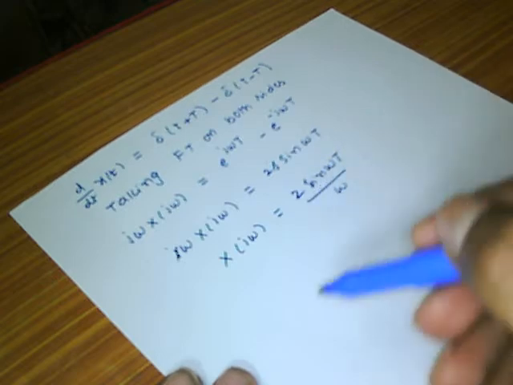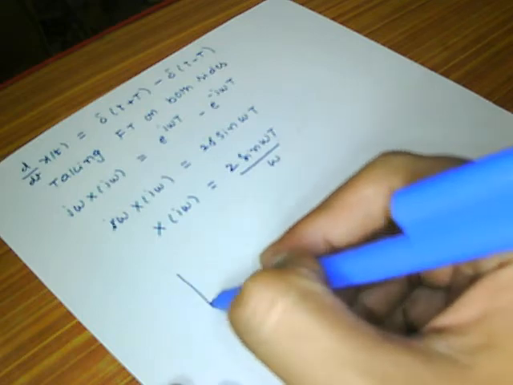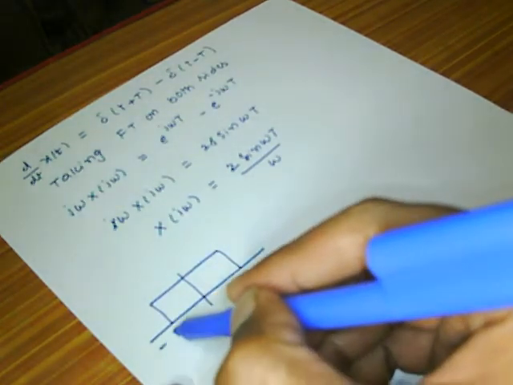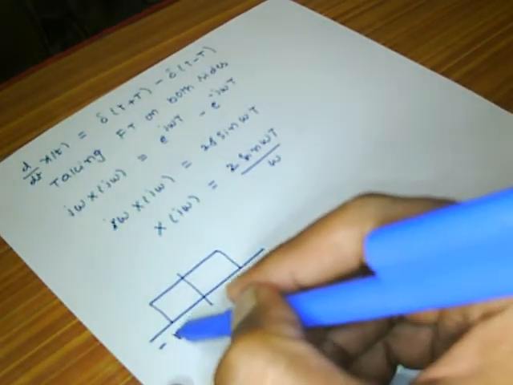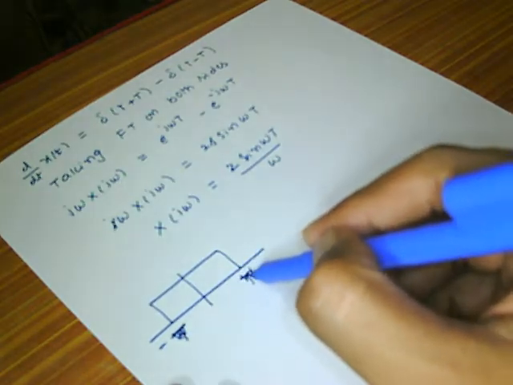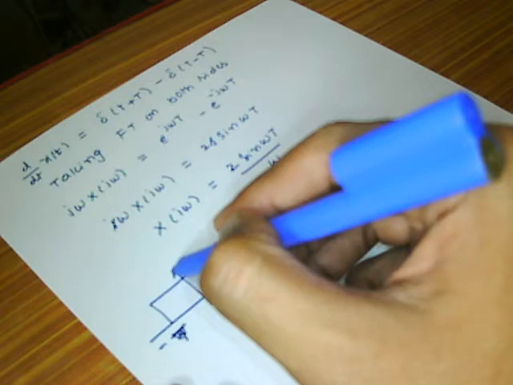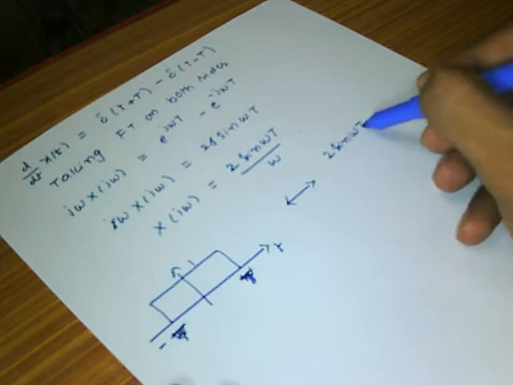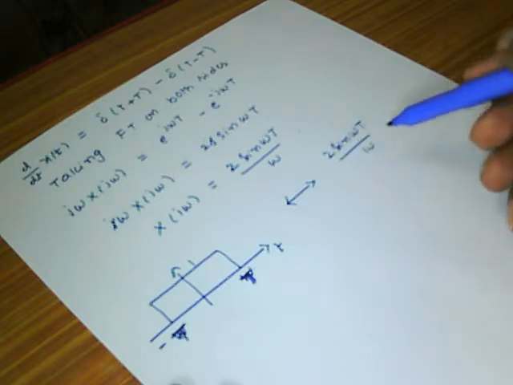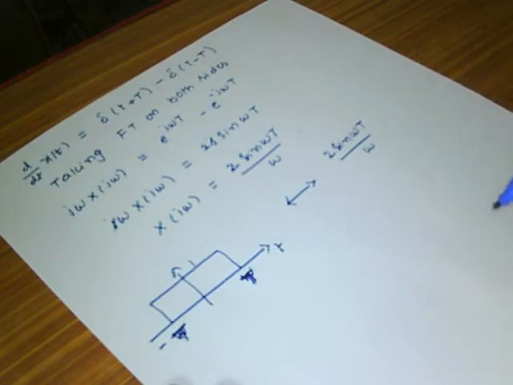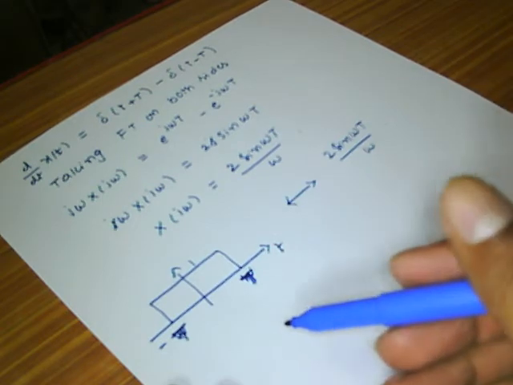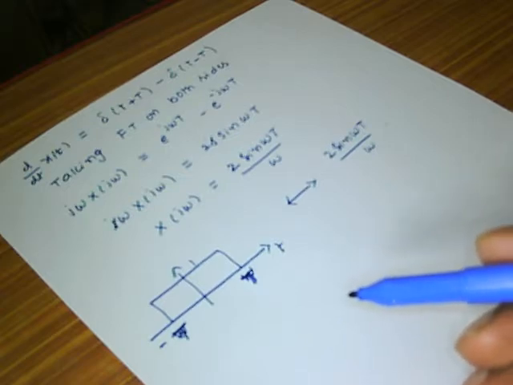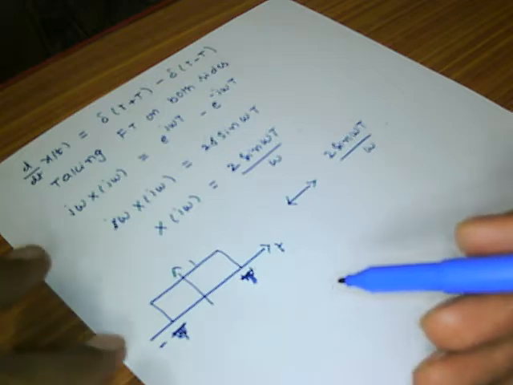So let us summarize this. x of t, which is a rectangle signal from minus capital T to plus capital T, will have a Fourier transform of 2 sine omega T by omega. Okay, so that's a good result. Let us try to remember this result. This is the way the differentiation in time domain property will help us. So we'll take one more example.